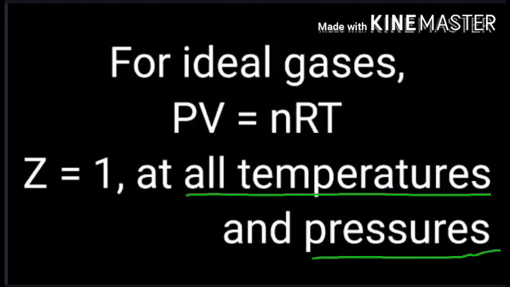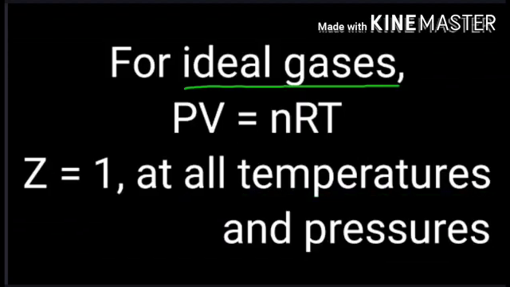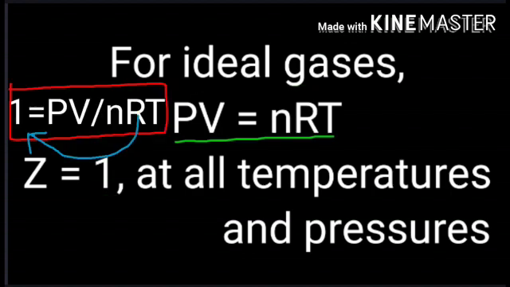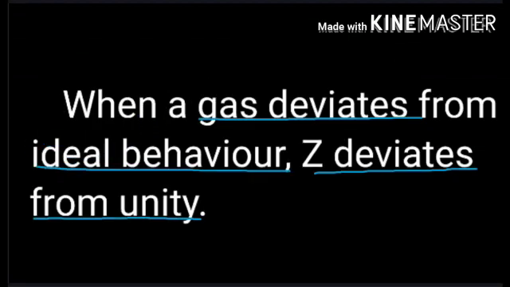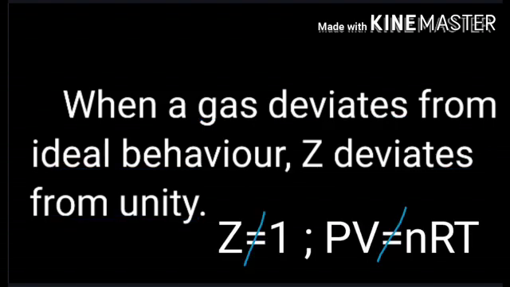At all temperatures and pressures, for ideal gases, compressibility factor Z equal to 1. Hence, PV equal to nRT. When a gas deviates from ideal behavior, compressibility factor Z deviates from unity. So, Z not equal to 1, hence PV not equal to nRT.